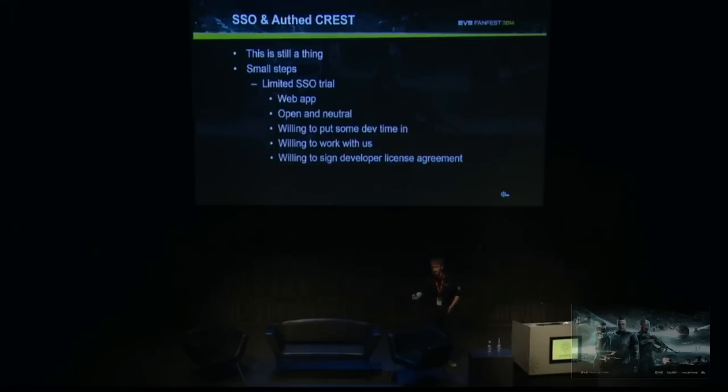We don't have to have the developer website up. We don't have to do a whole lot of things. We can pick a couple of people, give you access, and talk to you on a one-to-one level and get this stuff sorted out. And then we can go from there.